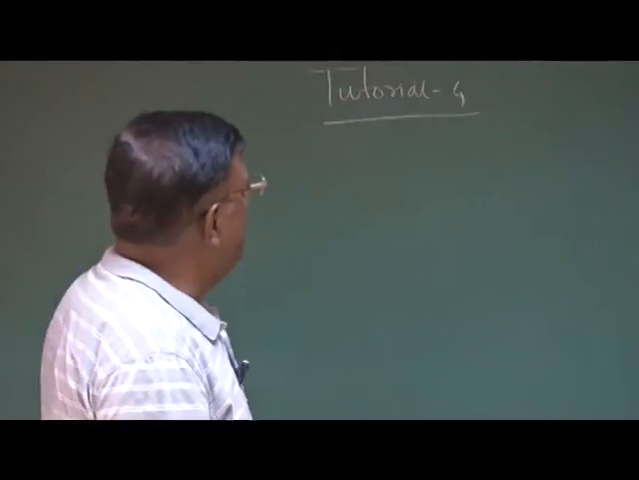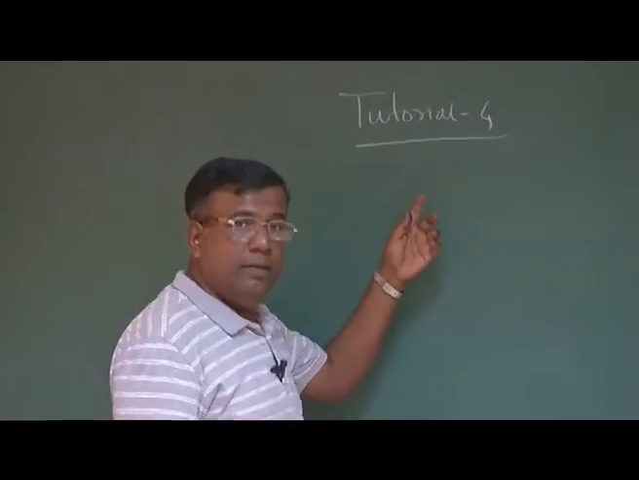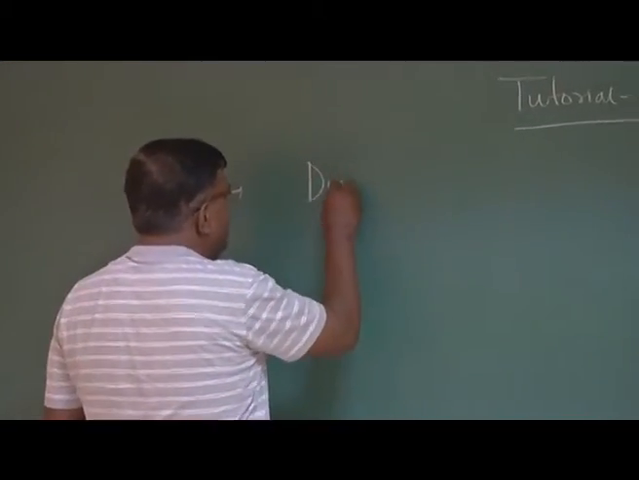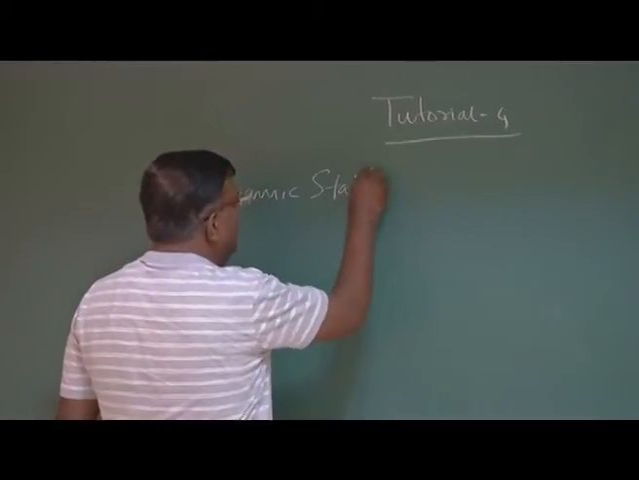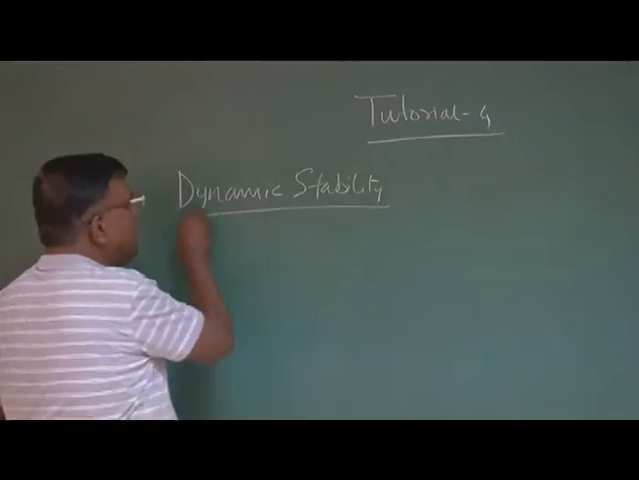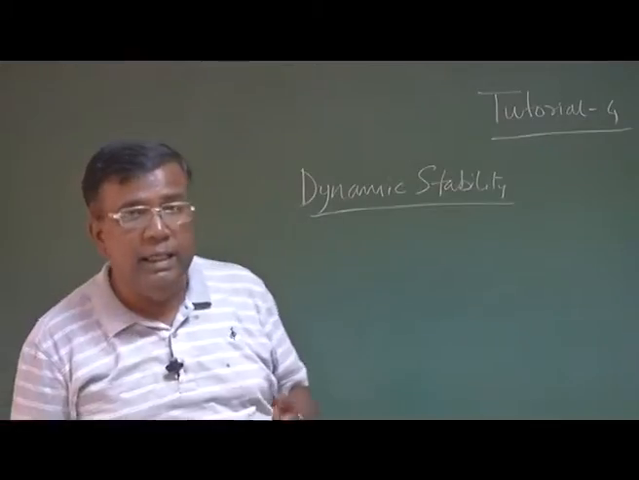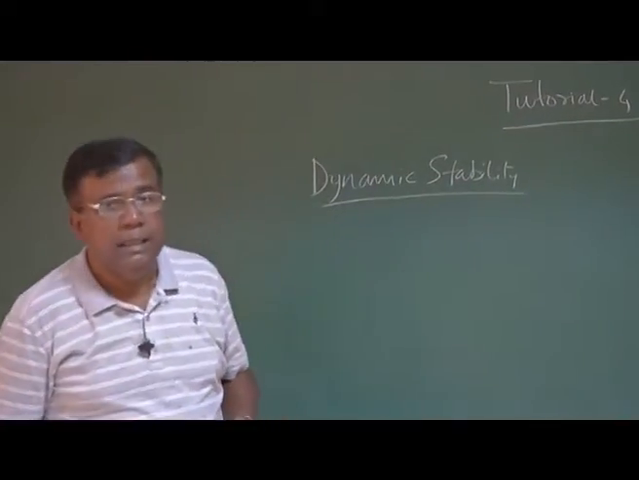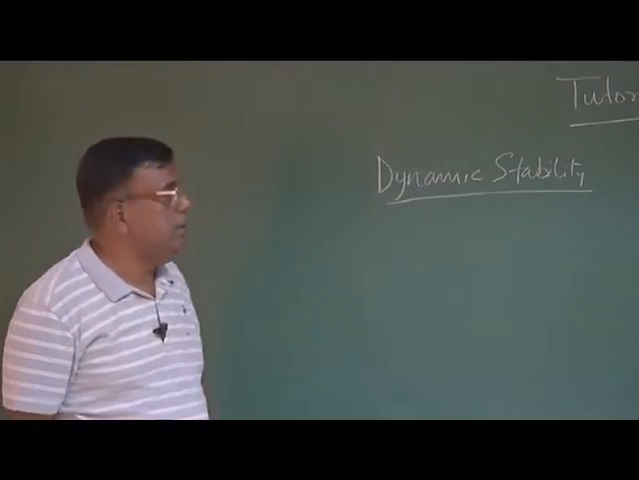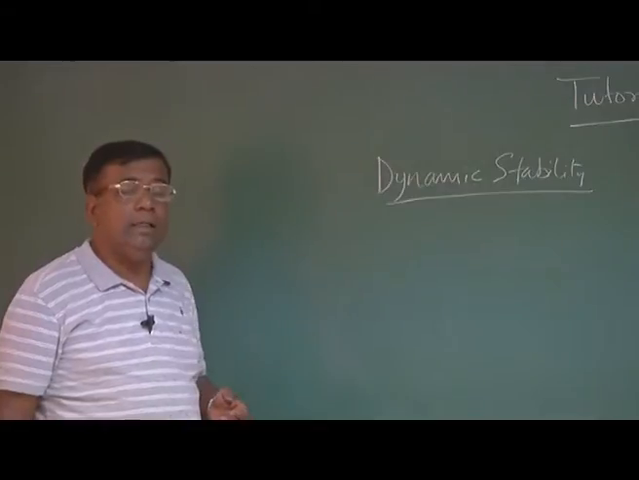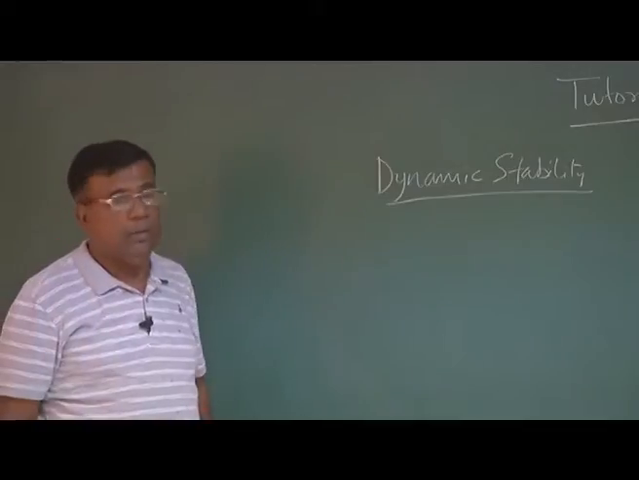Friends, let me discuss a few concepts from dynamic stability in tutorial 4. What was dynamic stability? For static stability, we realize that it is only the initial tendency that matters. If it has an initial tendency to come back to equilibrium, we say statically stable. But for dynamic stability, not only the initial condition, but in a finite time, it should come back to the equilibrium.